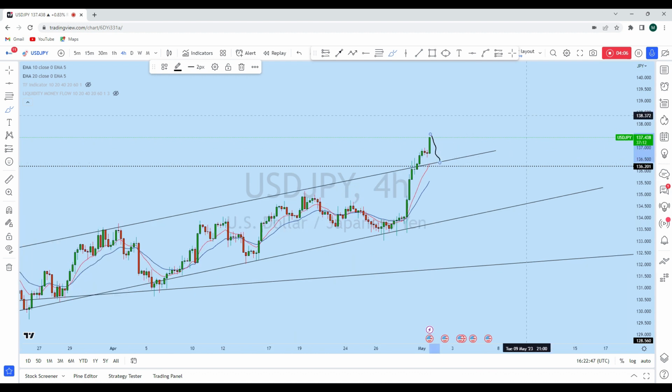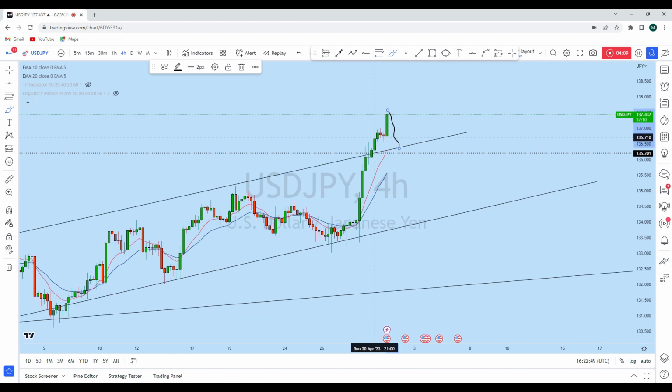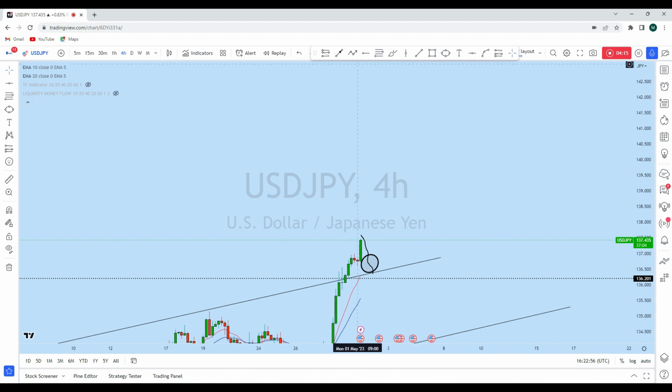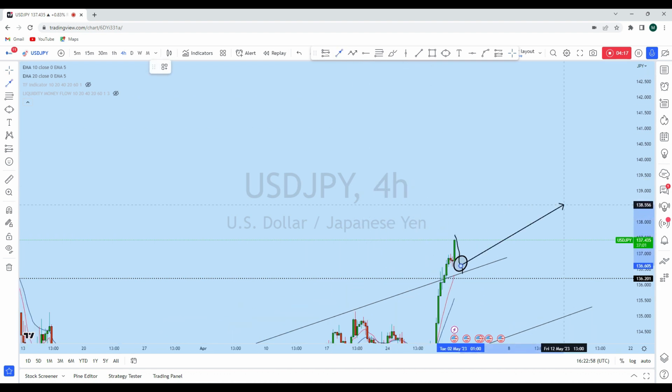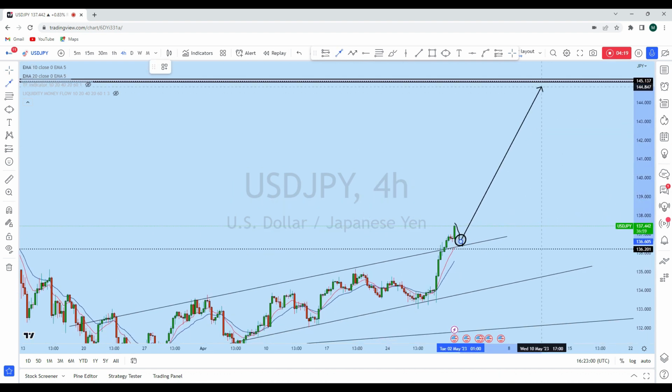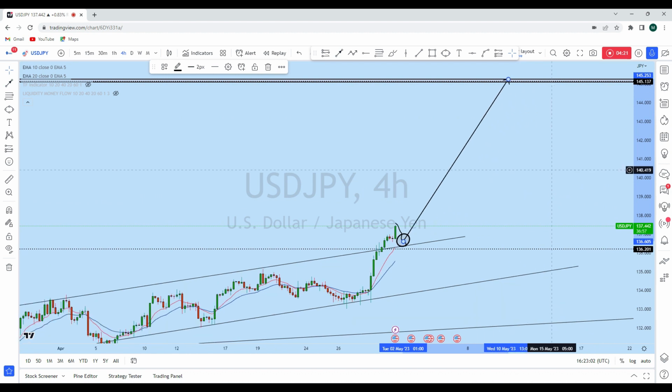Any kind of deeper pullback, especially if dollar yen comes to this dojis area where there is high liquidity on the lower time frame, we will consider going long on dollar yen with a high probability trade setup with our students to take this move to the upside.